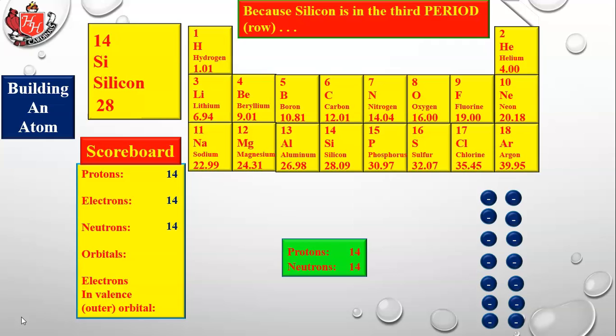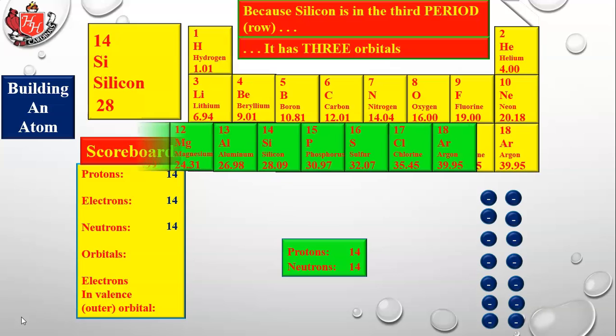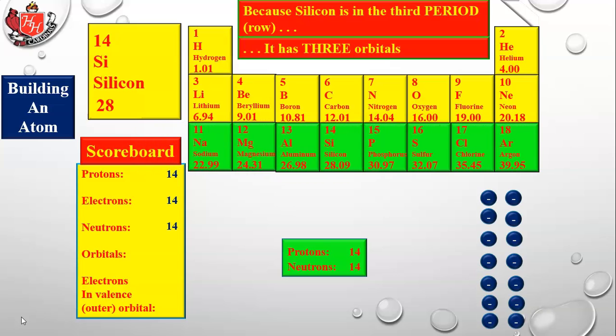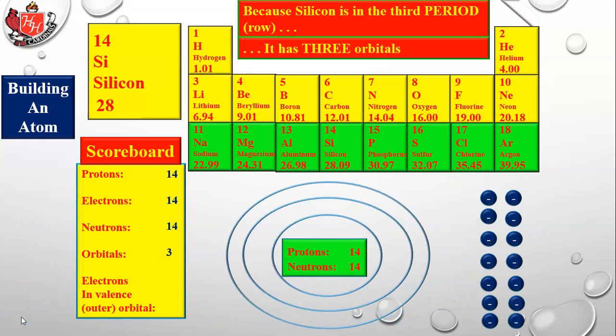So because silicon is in the third period, that is the third row, it has 3 orbitals. So everything you see covered in green there is going to have 3 orbitals. Everything there is in the third row. So we now know how many orbitals. So we're going to go ahead and place those orbitals. Okay, there's 1, there's 2, and there's 3. So there's the 3 orbitals.